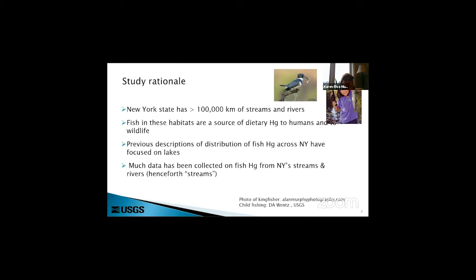New York State has more than 100,000 kilometers of streams and rivers. And the fish in these streams and rivers are a potential source of elevated dietary mercury to humans and wildlife. However, previous descriptions of statewide distribution of fish mercury in New York have focused mainly on lakes and similar habitats. And there hasn't really been anything on streams and rivers as far as looking at broad distribution of fish mercury. However, there's been a lot of data collected on fish mercury from New York streams and rivers over the years that can be used for this purpose.